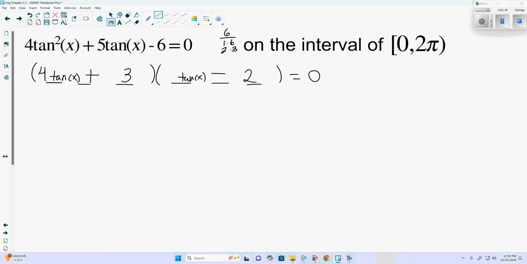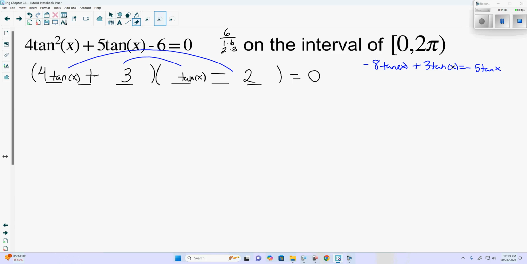Now we need to check and make sure we have it set up correctly, and if not, we'll need to make a change. 4 tangent of x times negative 2 is negative 8 tangent of x. 3 times tangent of x is plus 3 tangent of x, giving us negative 5 tangent of x. Well, it is the correct number, but wrong sign.